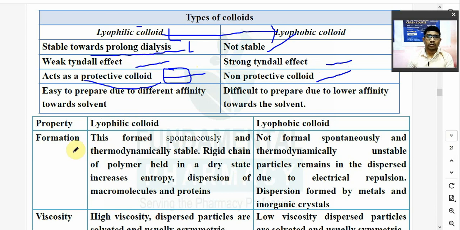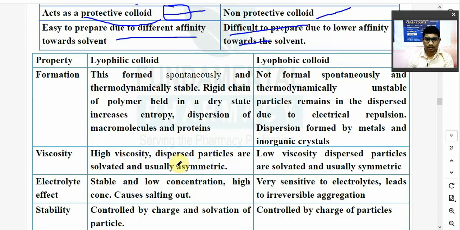Lyophilic colloid is easy to prepare due to its affinity towards the solvent. Lyophobic colloid is difficult to prepare due to lower affinity towards the solvent. This content was taken from different books, so it is different in places. Right?